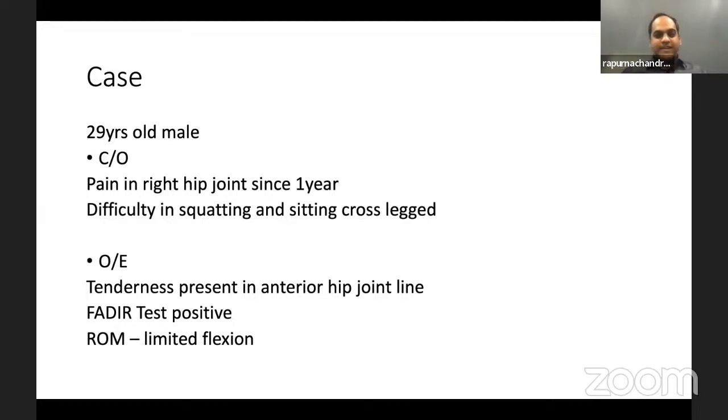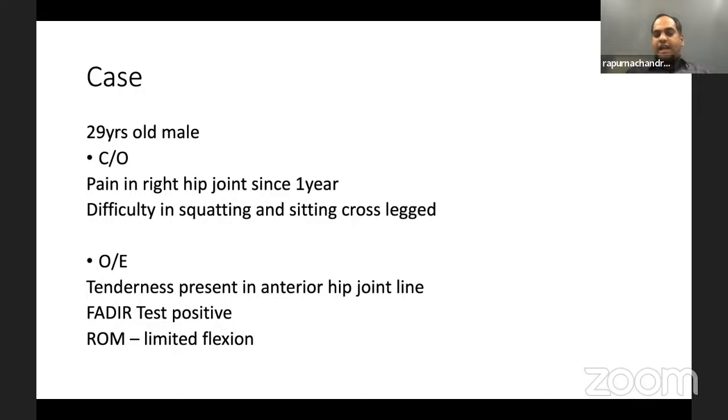Thank you, Professor. So this is my last case. I don't have a video, just a few images, just to show that patients present very early, and patients present late. So, a 29-year-old male, right hip pain since 1 year. He had total restriction of movements, difficulty in squatting and sitting cross-legged.